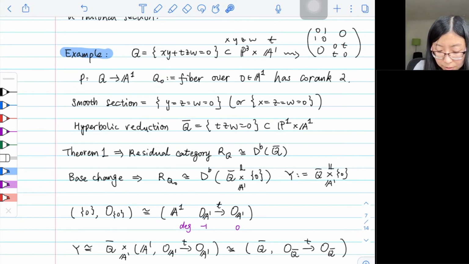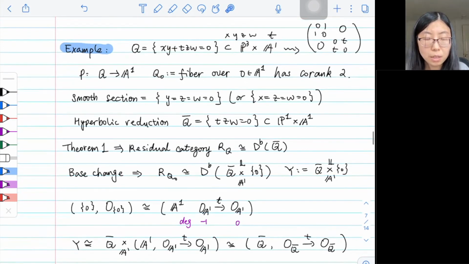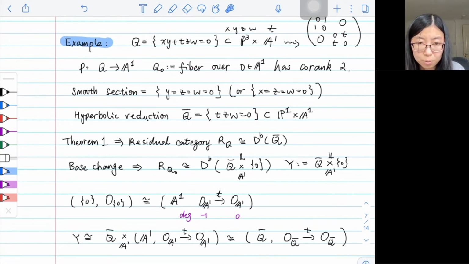So you consider the natural map from Q to A1, and you have a family of quadrics. When t is non-zero, you will have a smooth quadric surface. And when t is 0, you will have a corank 2 fiber, and we call this Q0. And here we have a smooth section, actually we have two of them. Either you take the section given by y=z=w=0 or x=z=w=0. In this case, you can take either of them.